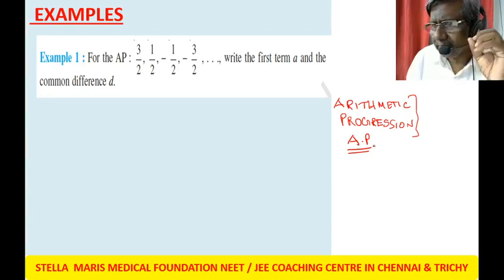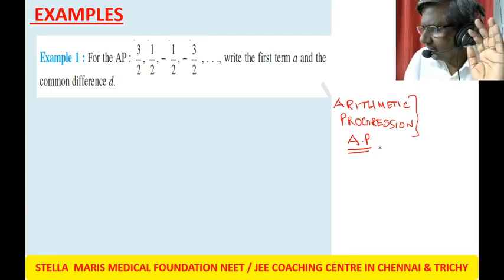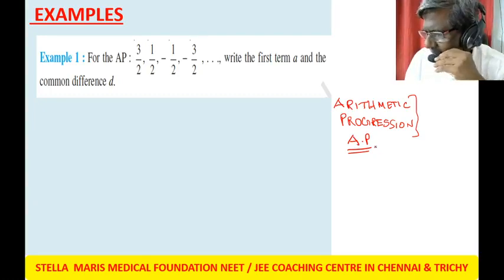But what is a geometric progression? I told you it is a multiplication. Now we are concerned only about arithmetic progression. We'll concentrate on arithmetic progression.